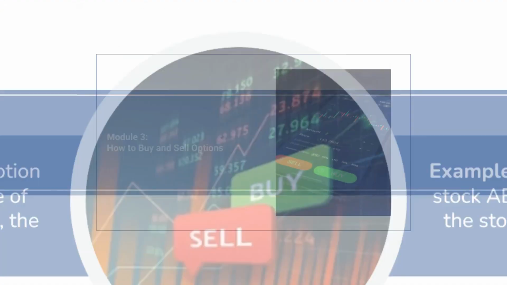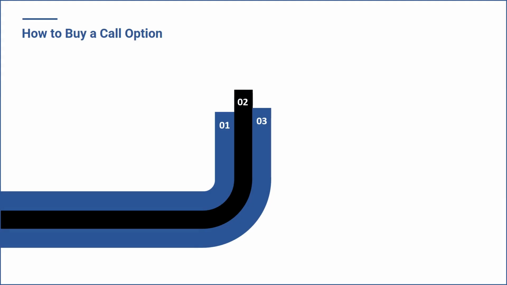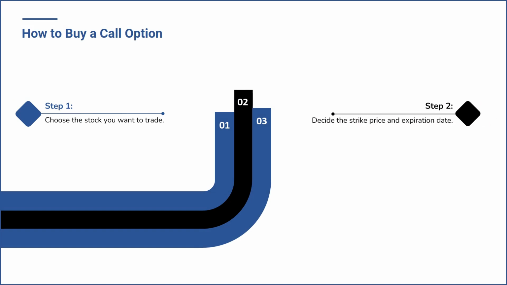Now, we're going to go to module three, how to buy and sell options. How to buy a call option. Step one, choose the stock you want to trade. Step two, decide the strike price and expiration date. Step three, pay the premium to purchase the call option.